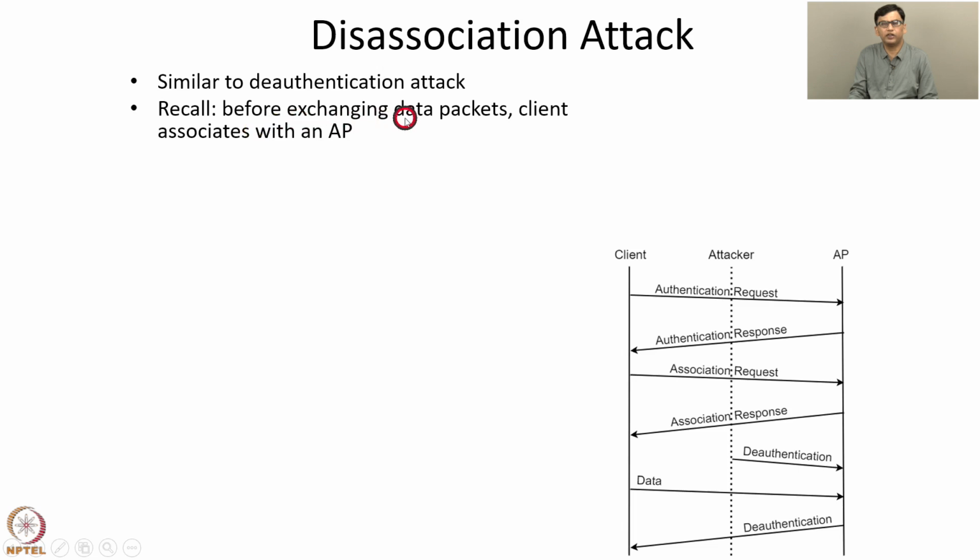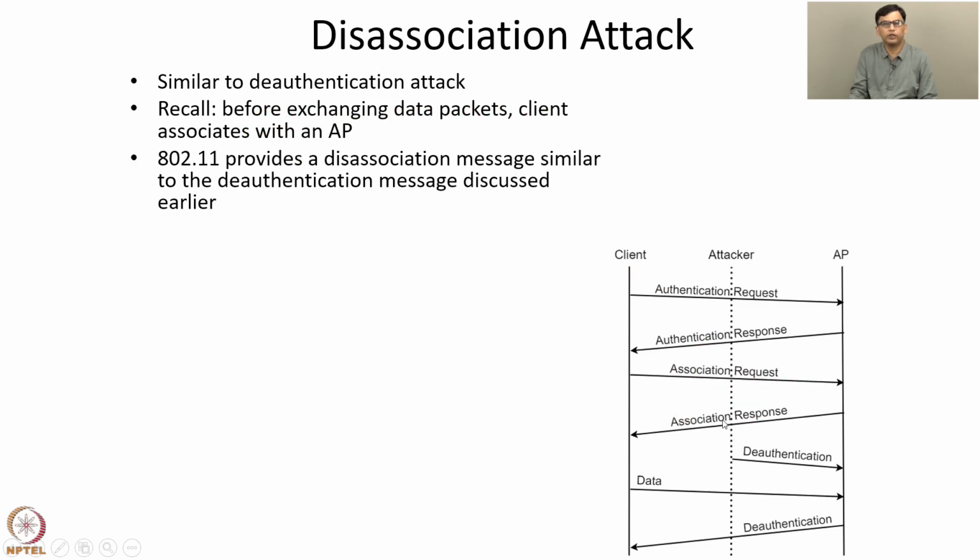Recall that before exchanging data packets, the client associates with an access point. That is done through the exchange of association request and association response packets between the client and the access point. Now, 802.11 provides a disassociation message that is similar to the deauthentication message that we discussed earlier. So this disassociation message ends the association between the client and the access point.